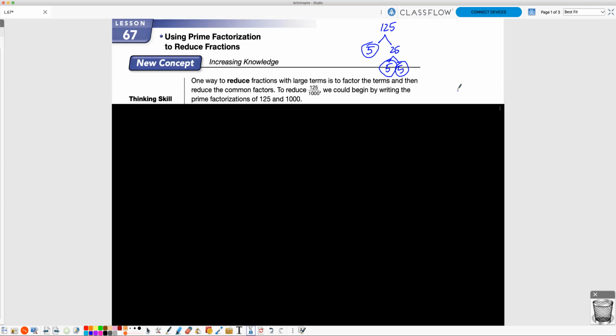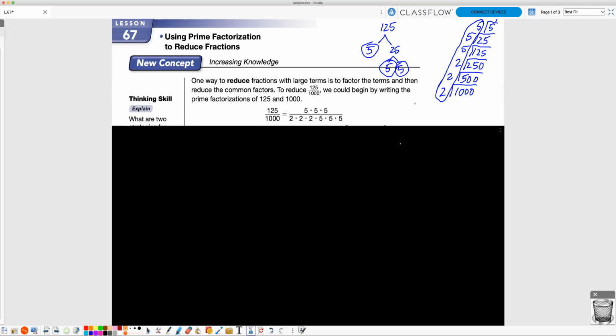You can do the same for 1,000, but let's say we did it using division by primes. So 1,000 divided by 2 is 500. 500 divided by 2 is 250. 250 divided by 2 is 125. 125 is divisible by 5, which results in 25. 25 divided by 5 equals 5, and 5 divided by 5 equals 1. So these are the prime factors of 1,000. If we multiply 2 times 2 times 2 times 5 times 5 times 5, you get 1,000.